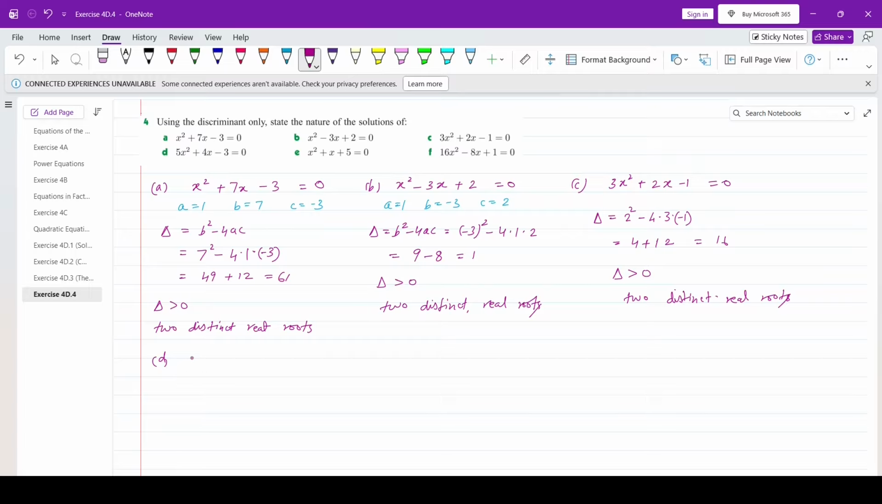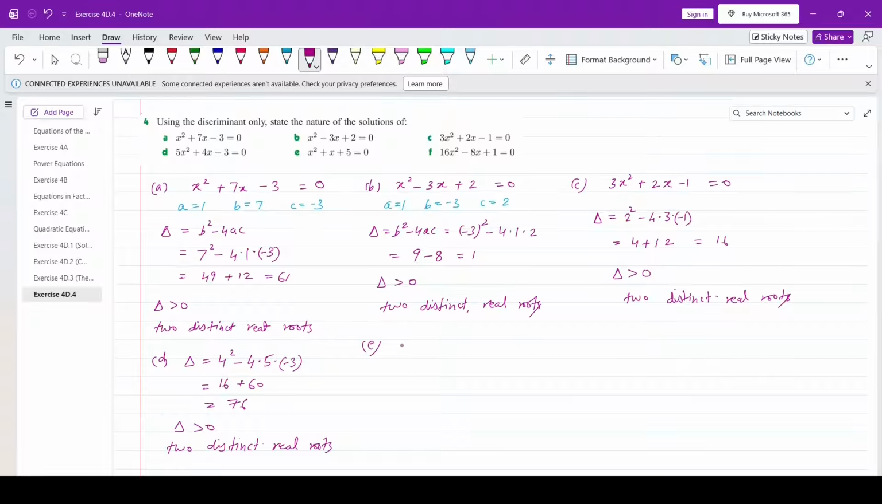d. Now delta for d is going to be b square, that is 4 square, minus 4 times a, that is 5, times c, that is negative 3. So this becomes 16 plus 60, that is 76. Delta is greater than 0. Therefore, we have two distinct real roots.